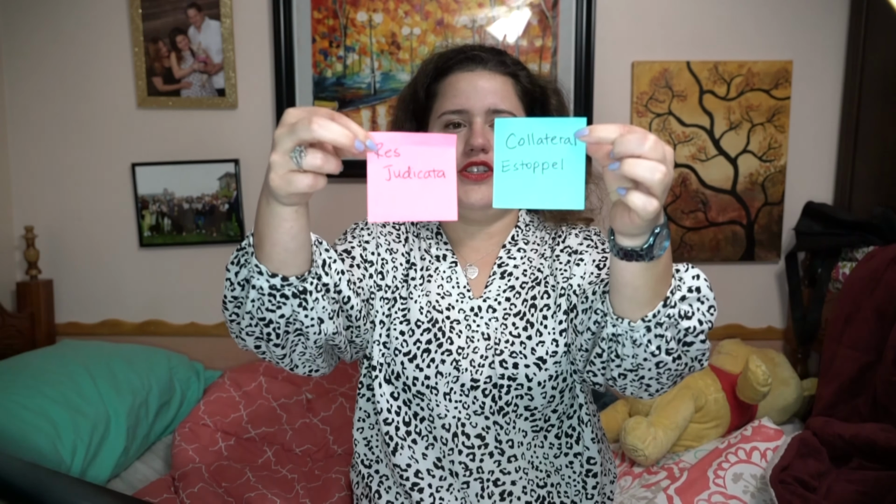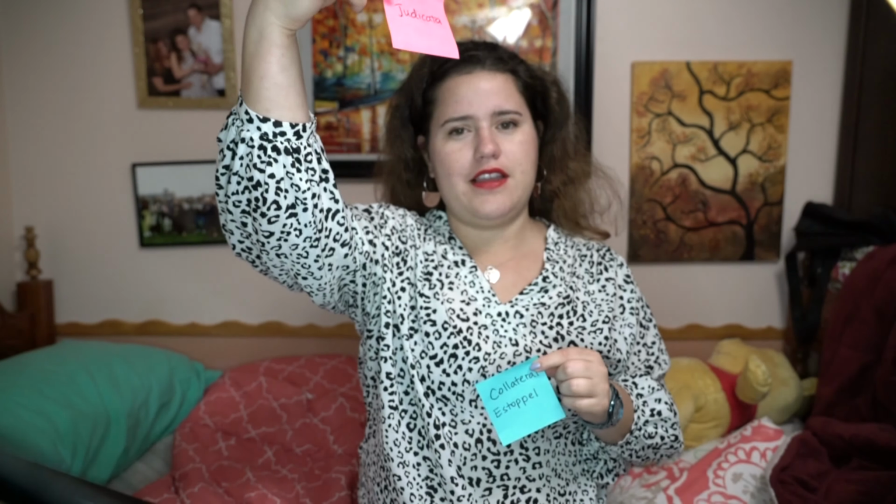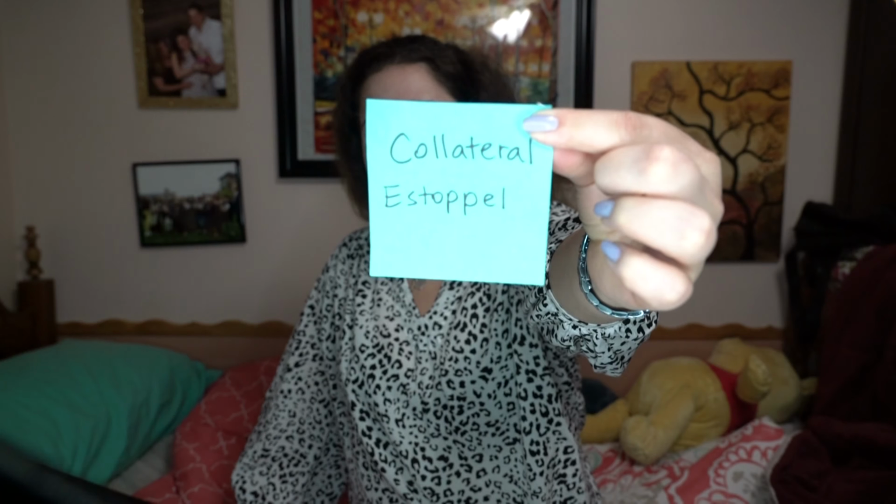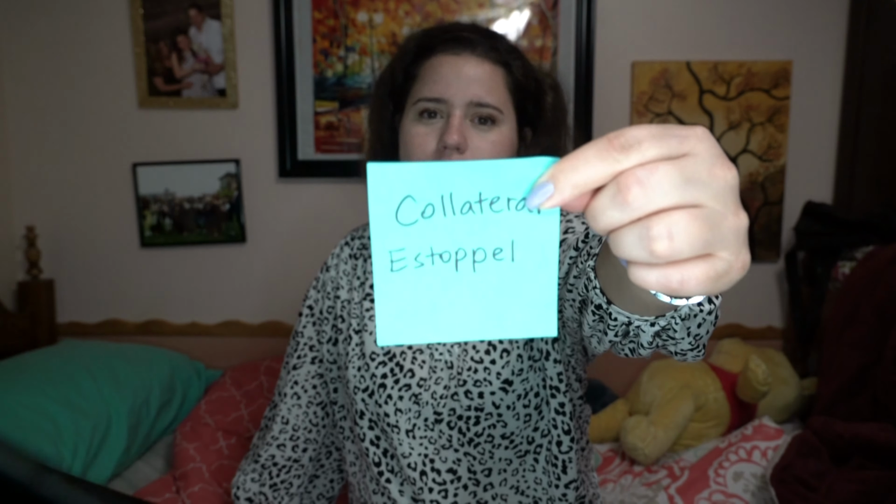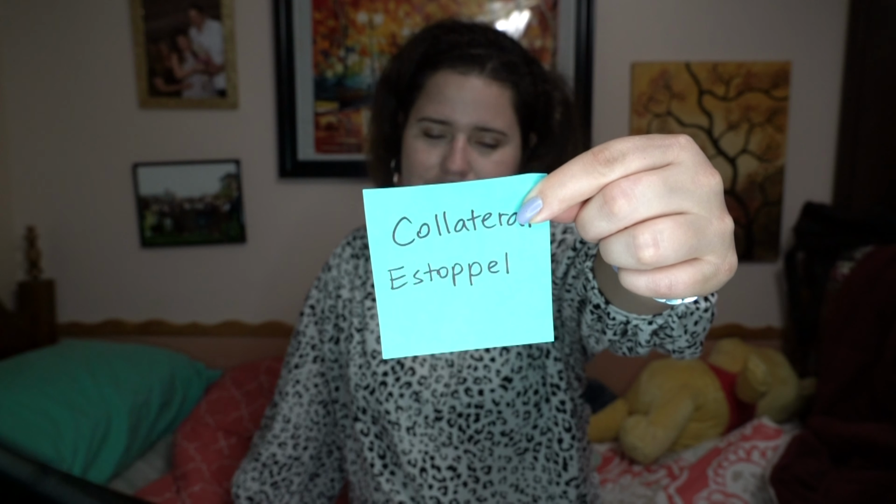It's very easy to get confused with these, but just remember, for res judicata, it has to be the same parties, final judgment on the merits, and the same claim, which is the same transaction or occurrence. For collateral estoppel, it must be the same issue. The issue must be fully litigated in court, and there must be privity among the parties. Res judicata, collateral estoppel.